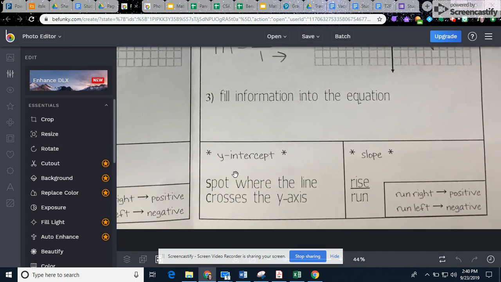So again, just a reminder, the y-intercept is where it crosses the y-axis. The slope is rise over run. If it's positive, you'll run to the right. If it's negative, you can run to the left, or you can also switch the rises. If you rise positive, it goes up. Rise negative goes down.